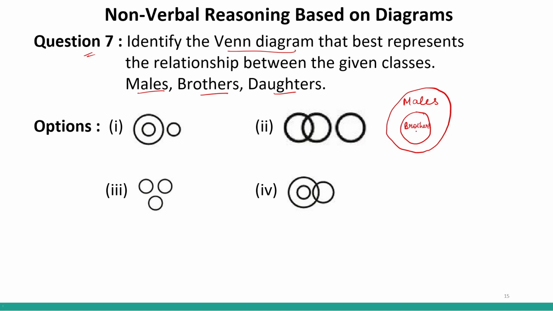Correct? Not everyone has a sister, so some males will be brothers. And daughter is a separate category. Can daughter overlap with brothers and males? No, daughters are females. They cannot overlap with males or brothers.